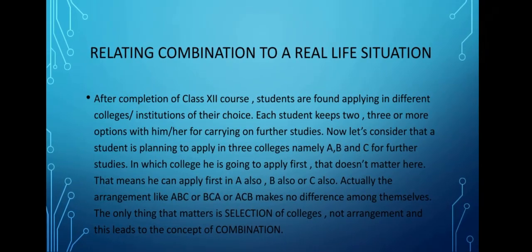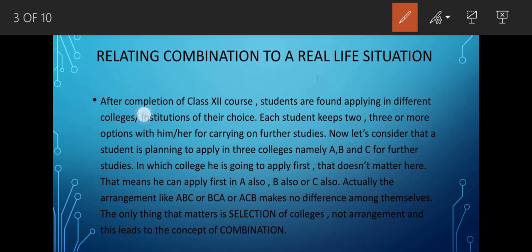What is said here? After completion of class 12 course, students are found applying in different colleges and institutions of their choice. This is quite obvious. Each student keeps 2, 3 or more options with him or her for carrying further studies. Now let us consider that a student is planning to apply in three colleges, namely A, B and C, for further studies.